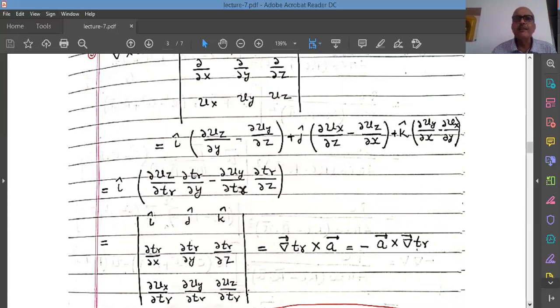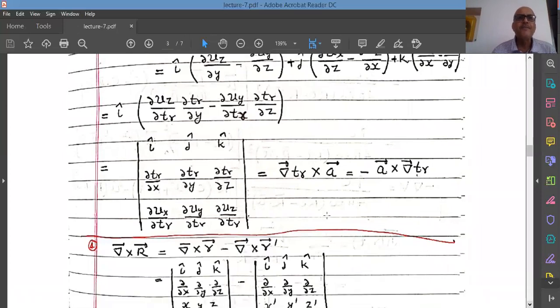Finally, we will write these terms again in the form of a determinant. The first row i, j, k. The second row, the gradient terms: i into del tr over del x plus j into del tr over del y, and the third term del tr over del z. And finally, the last row has the x, y, z components of the acceleration. And therefore, we can write it as gradient of tr cross a. So a cross b is minus b cross a. Therefore, we can write this as minus a cross gradient of tr.